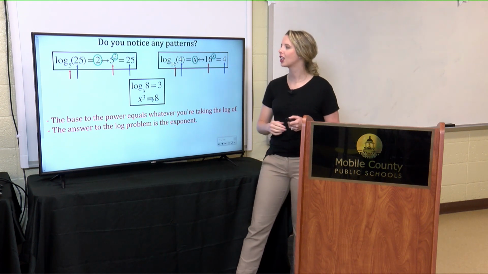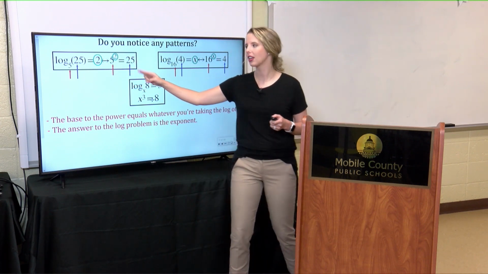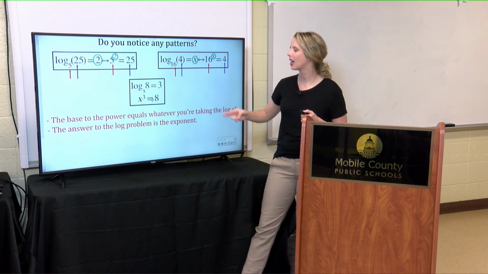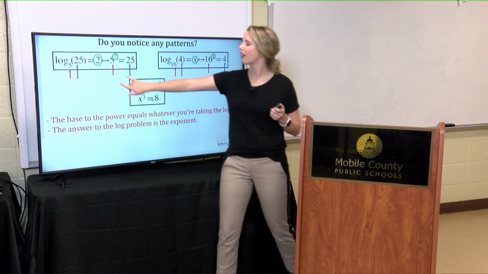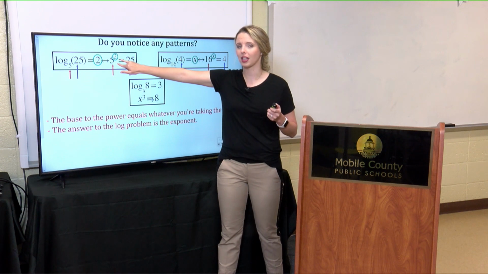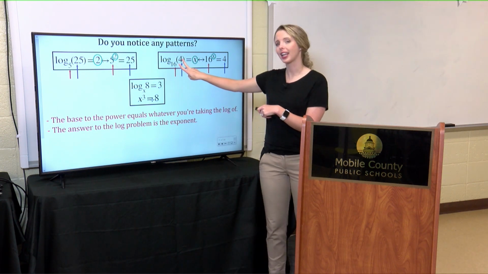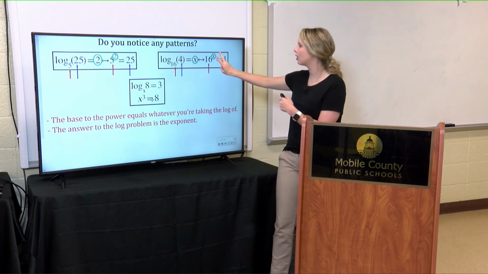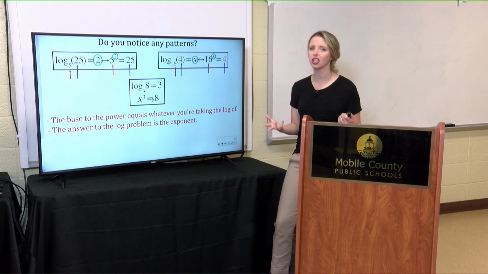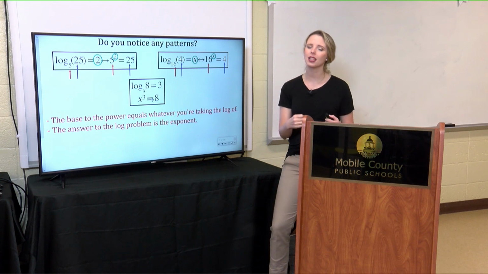Maybe you notice that 2 was originally on the right, but now it's on the left. And x was originally on the right, but now it's on the left. Maybe you notice that 5 and 25 were stuck together, but now 5 and 2 are paired together. Maybe you notice 16 and 4 were originally written next to each other in the equation, and now 16 and x are written next to each other. There are so many different observations that you could have made, but the important thing is that you are finding a pattern to help this converting stick.